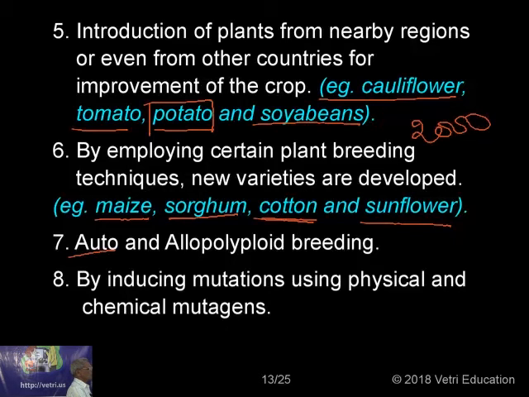Then, autopolyploidy and allopolyploidy are very important steps. So polyploidy is a very important step in plant breeding. Then, by inducing mutation, what's called mutation breeding, we use physical and chemical mutagens to improve the crops. So these are all the different methods by which we can improve the crops. Now all these things cannot be done in one day. So one or two methods by which we have improved the crops we will discuss now, and the rest of the things will be discussed in the other class.